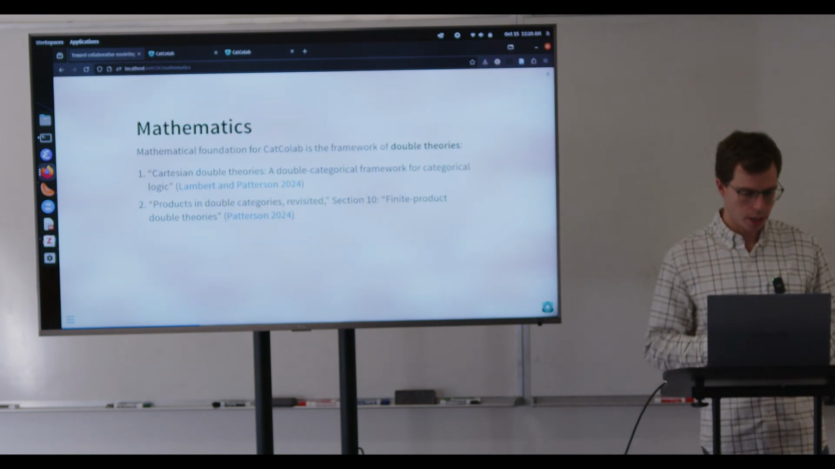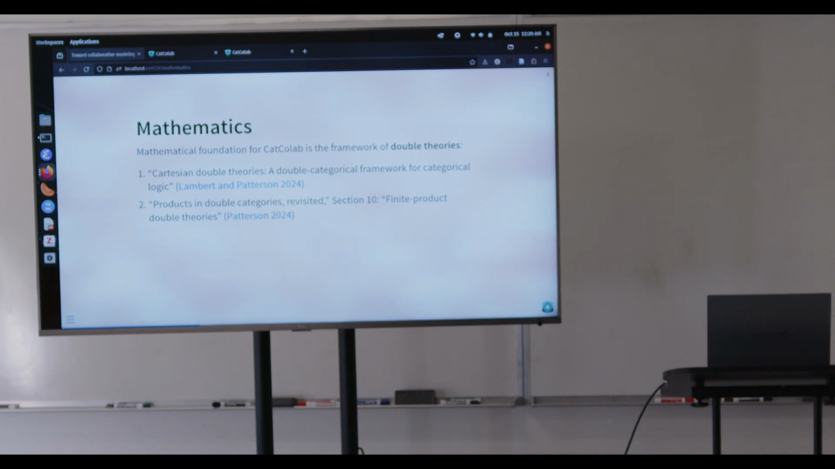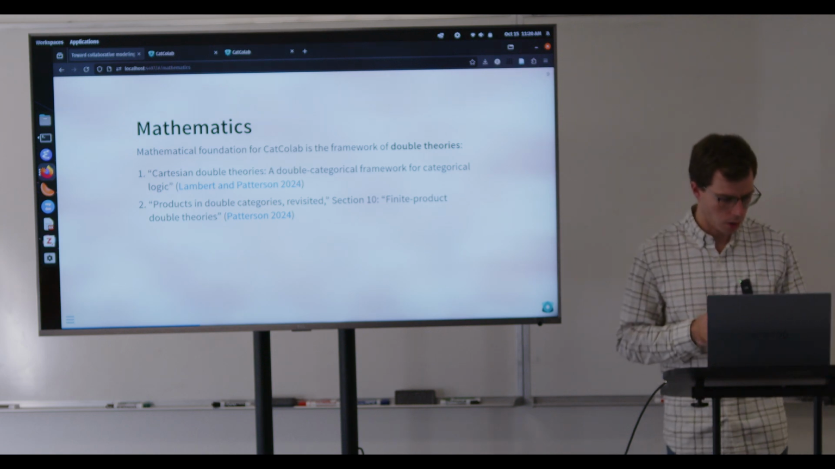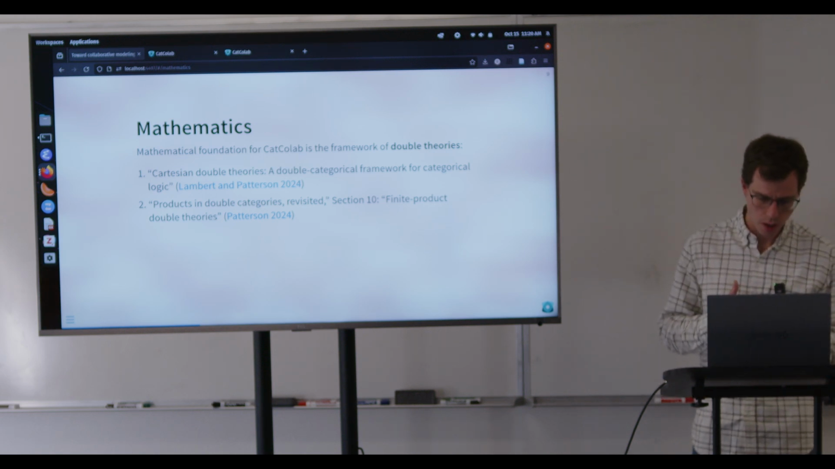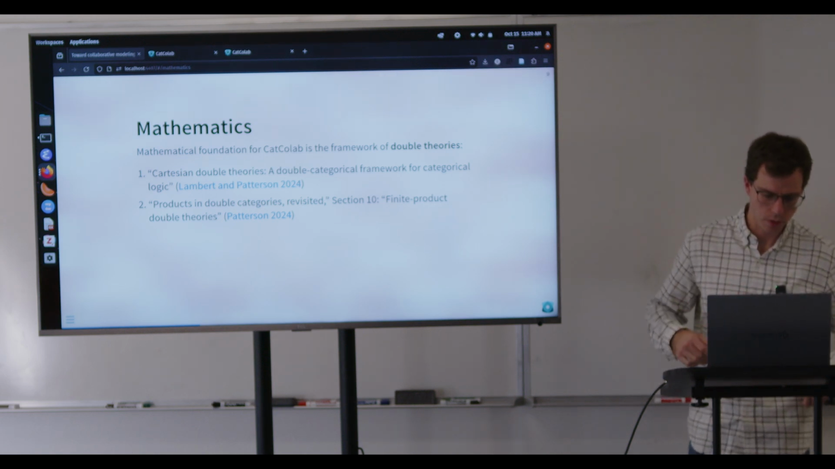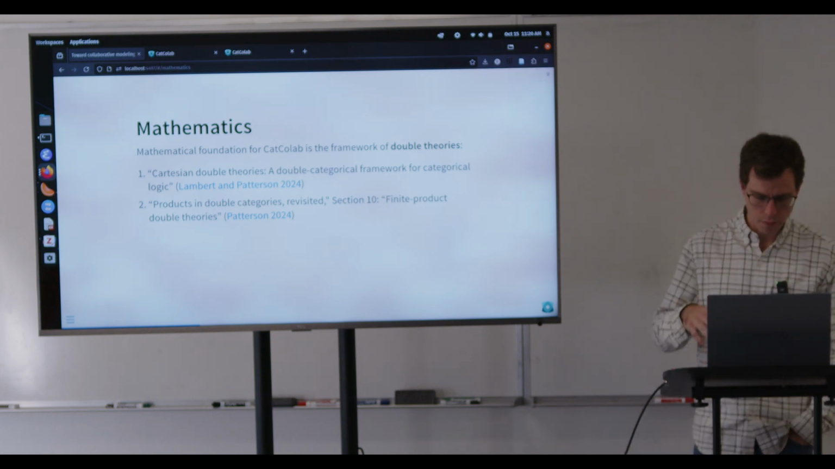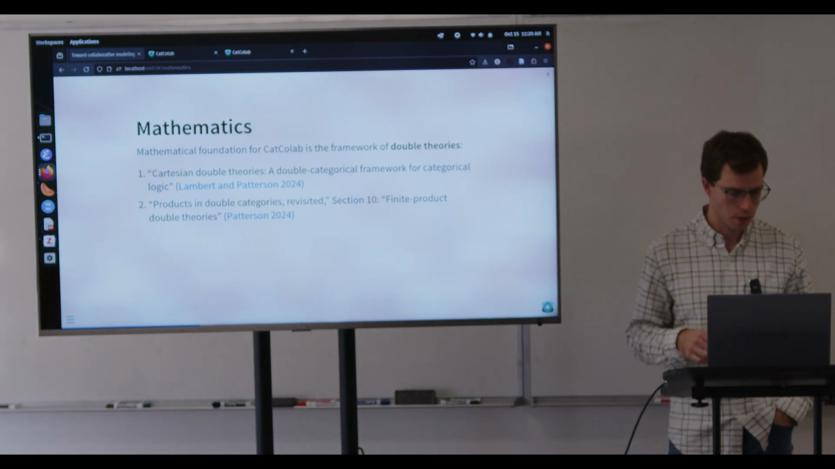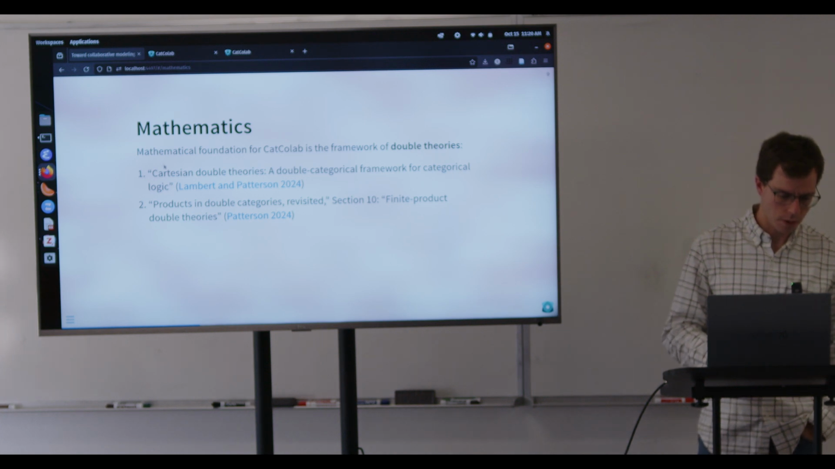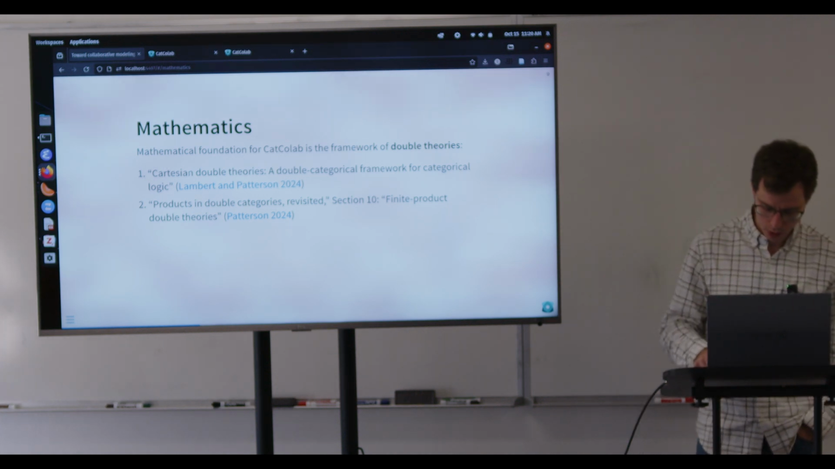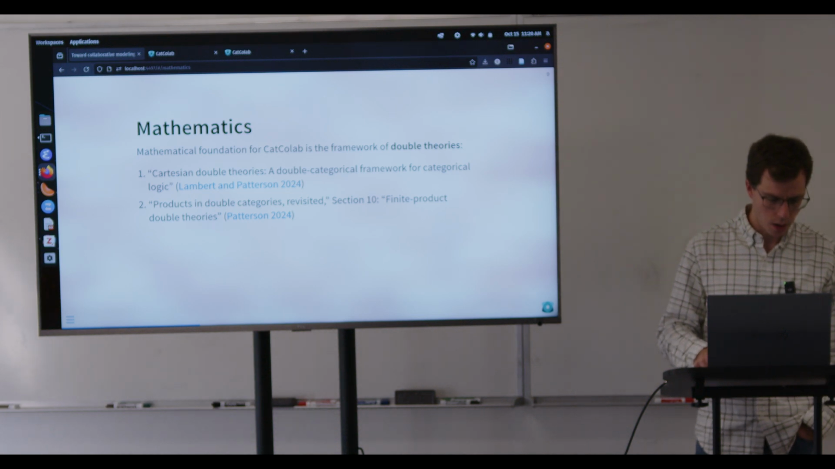Okay. So now I'm going to start to get into some of the mathematics behind the tool. The mathematical foundation that we're currently working with is called double theories. This is a kind of meta framework for doing categorical logic. A lot of this work is joint with my collaborator, Michael Lambert. I put the two main references here on the slide.